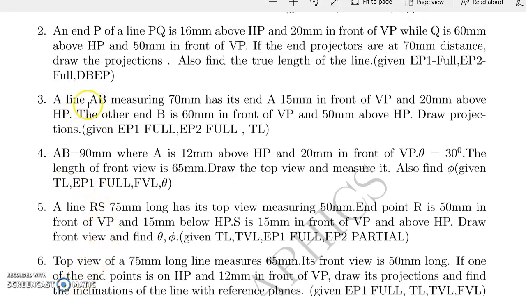Question number 3. A line AB 70 mm has its end A 15 mm in front of VP and 20 mm above HP. The other end B is 60 mm in front of VP and 50 mm above HP. Draw projections. Given full address of endpoint 1 and 2 and also the true length.